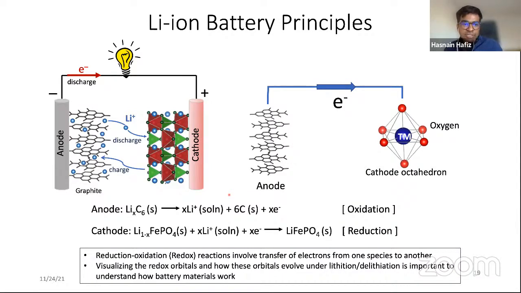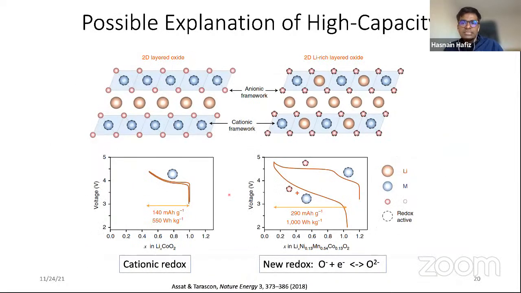And the ability to visualize and find out how these orbitals evolve under the lithiation and delithiation process is very important to understand how a battery works and to design new battery materials. Now, to understand a possible explanation of high capacity, we compare classical layered oxide materials and this lithium-rich NMC material.